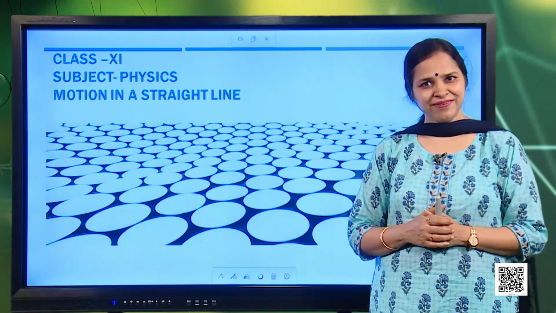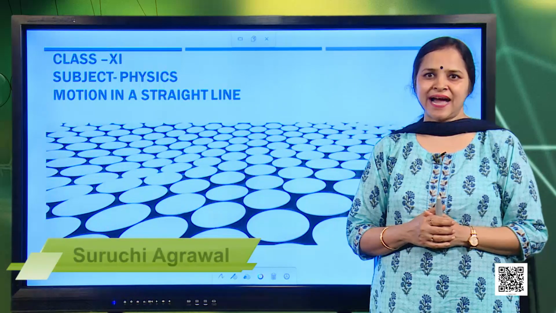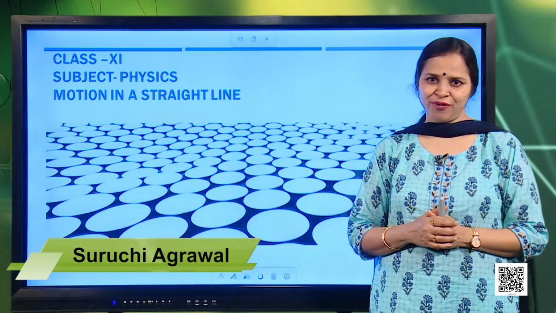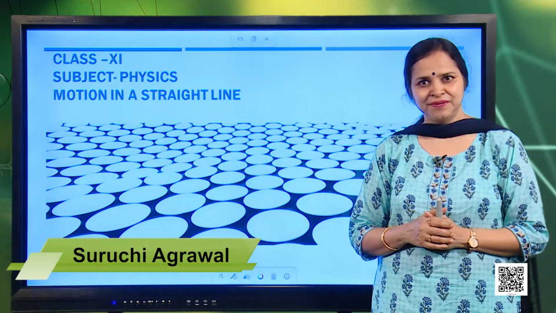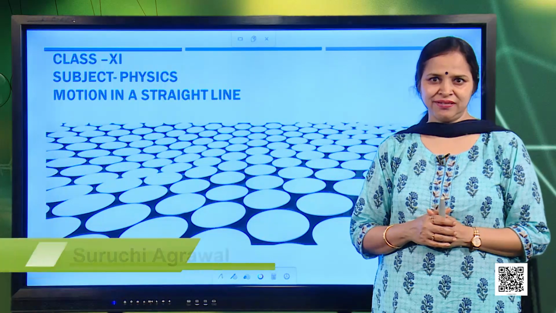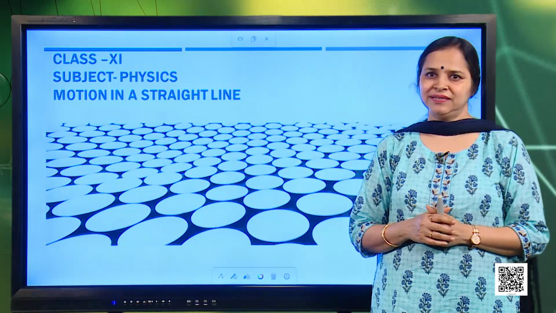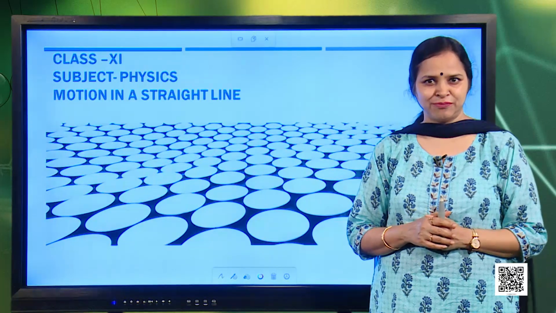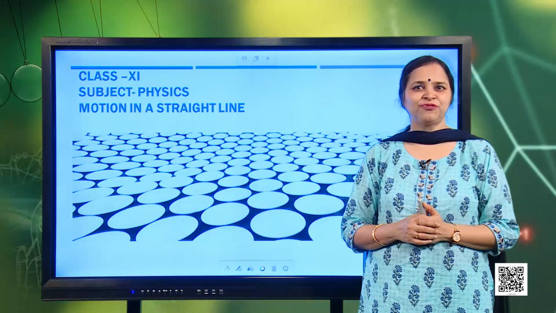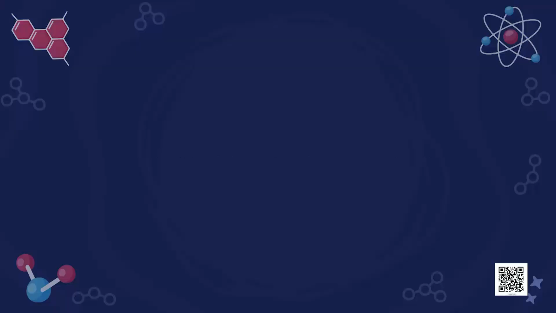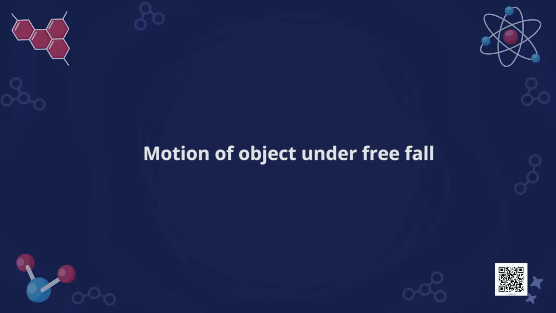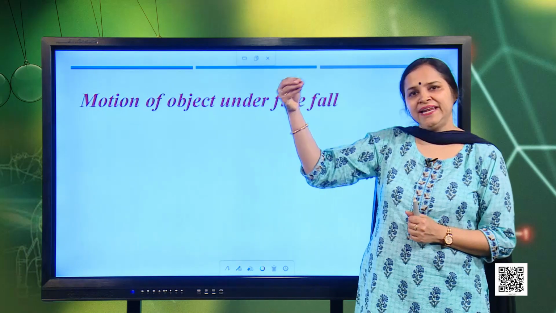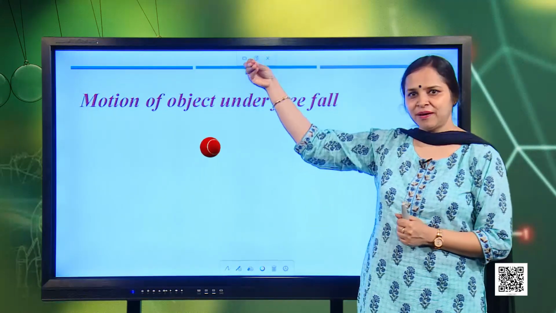Learners, in the previous session we derived the kinematics equations of uniformly accelerated motion. Now we'll continue our discussion with some common day examples based on uniformly accelerated motion. One such example from our daily experience is the motion under free fall. Suppose you drop any object, let's say a ball, from some height.